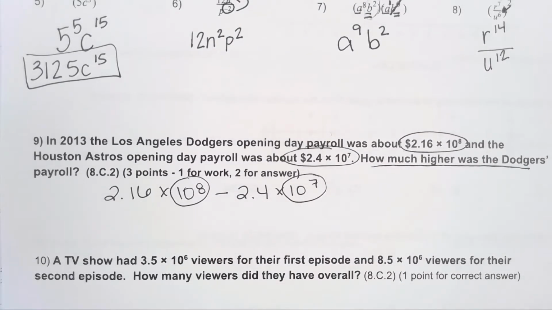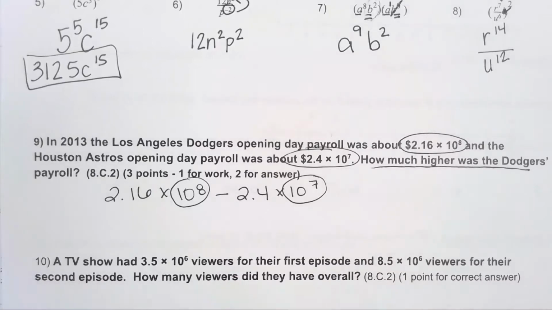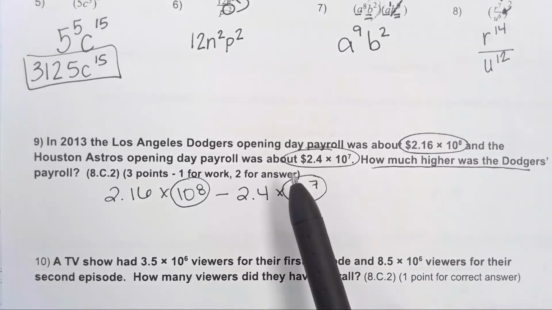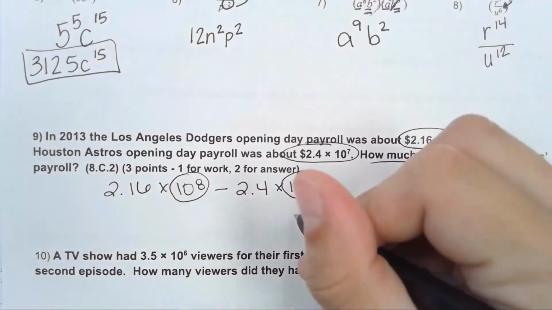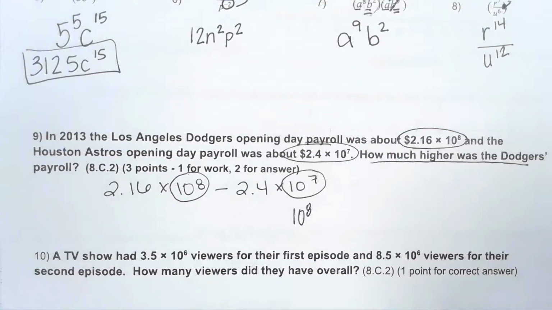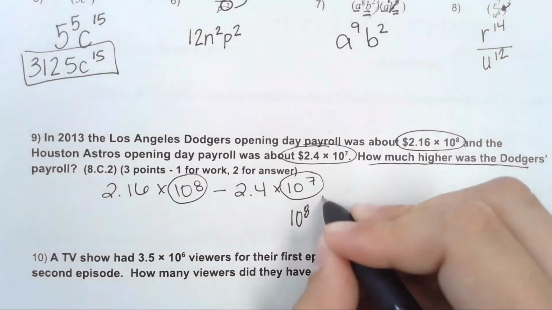And the way that I taught it in class, which is the easiest way to do this, is to always take your smaller exponent and change it to its larger exponent. So I am going to change this 10 to the 7th power into 10 to the 8th power. Now remember, as soon as you change your exponent, you need to say to yourself, okay, 7 plus what gave me 8? Well, 7 plus 1 gave me 8.